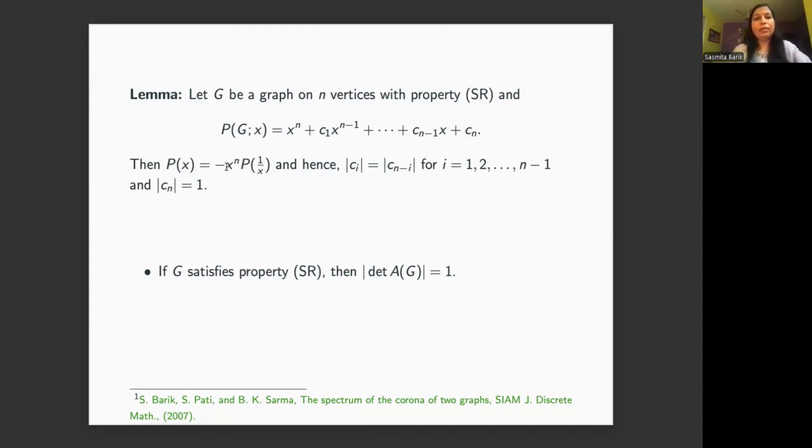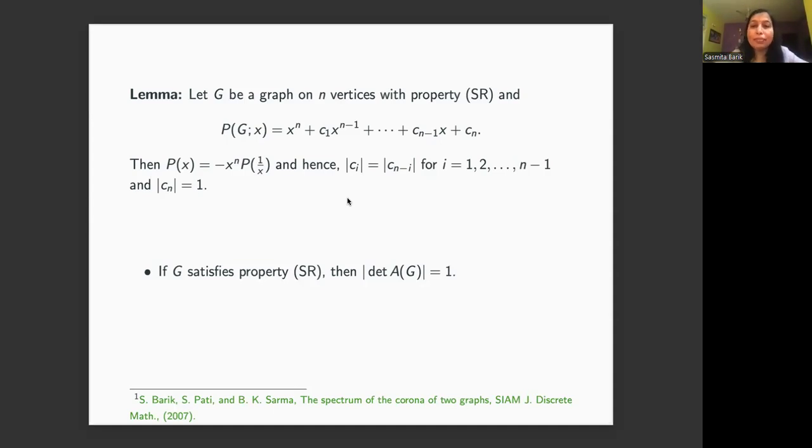P(x) will be minus x to the power n times p(1/x). So you can conclude that |Ci| will be equal to |C(n minus i)|. Sorry, here also there should be a plus or minus; this is a typo. So your coefficient will be either Ci equal to C(n minus i) or Ci equal to minus C(n minus i). So basically the polynomial will be palindromic or anti-palindromic. So if the graph satisfies property SR, then the polynomial must be palindromic or anti-palindromic.